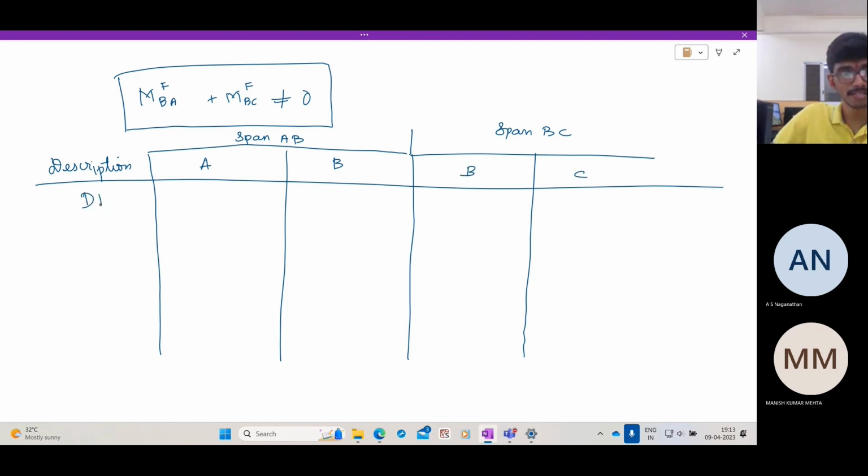We have already determined the distribution factors. A is a hinge joint and there's only one member connected there, so it is 1. What about B? For B, we saw that the distribution factors are equal, so it is 0.5, 0.5. And the joint C is a fixed joint, so you really don't need to worry about the distribution.